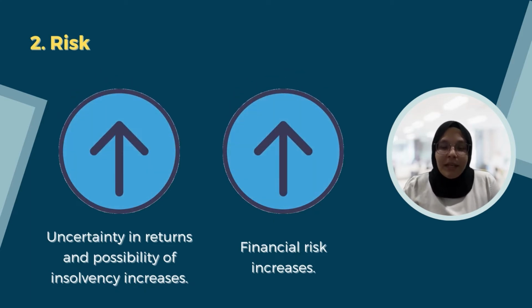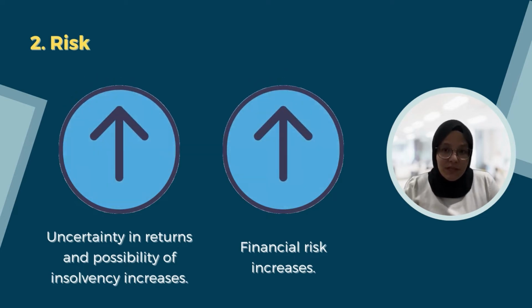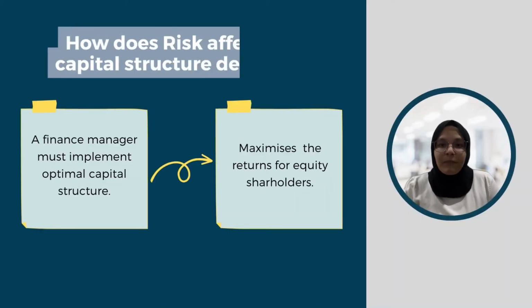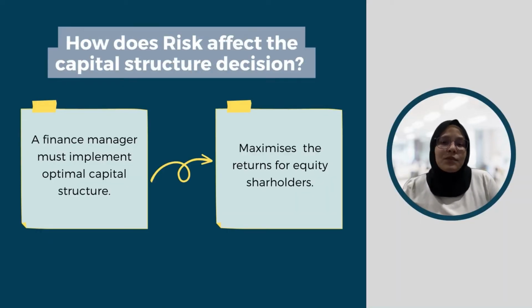In other words, let's say if debt capital is less used in the mixture, the company can simultaneously lessen the risks. So, this impacts the capital structure in such a way that a finance manager must acquire the optimal capital structure that results in the delight of equity shareholders in efforts to maximize their returns.